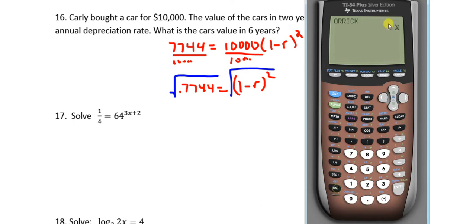Let's go ahead and do that. Hey, do you like that, Oric? 10,000, clear. 10,000 times 0.88 to the 6th power. 4644.